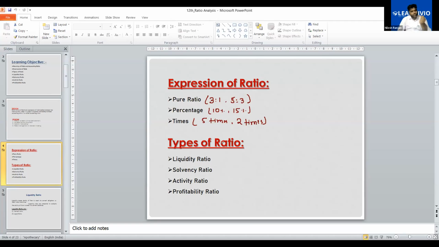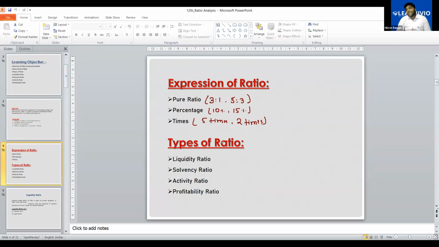There are two ratios here: current ratio and liquid ratio, or quick ratio, you can say. It tells us how much of our current assets can be easily converted into cash to pay the current liabilities. Liquidity ratio will tell us about this.